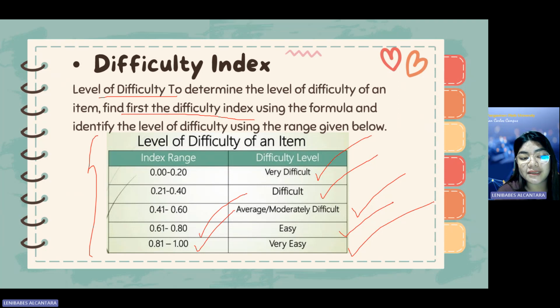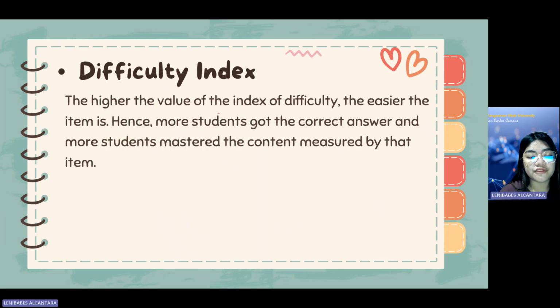So, ibig sabihin, if mataas ang difficulty index nung item na yon, ay may possibility na mas maraming makakuha ng item na yon kasi super dali niya. Now, the higher the value of the index of difficulty, the easier the item is. Okay? Hence, more students got the correct answer and more students mastered the content measured by that item.